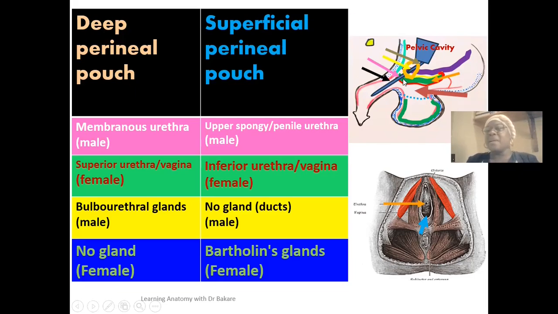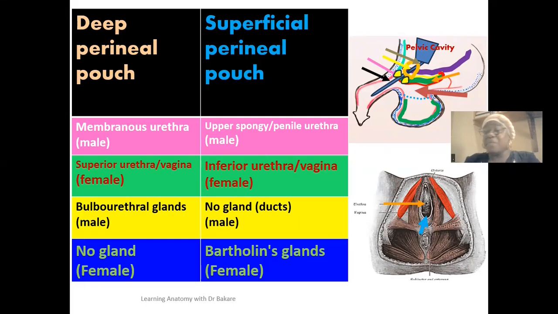Within the deep perineal pouch in male, we have a gland that is referred to as the bulbourethral gland, and this is what is highlighted here in yellow. You have one on this side and you have another one on the other side. You see that this bulbourethral gland is positioned on both sides of the membranous urethra. So it is located within the deep perineal pouch.